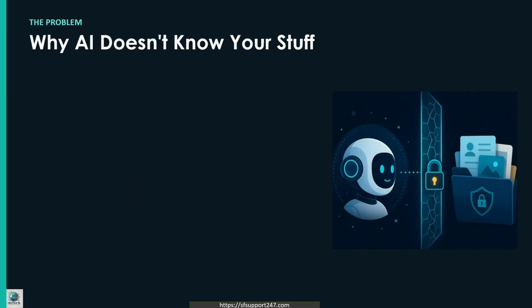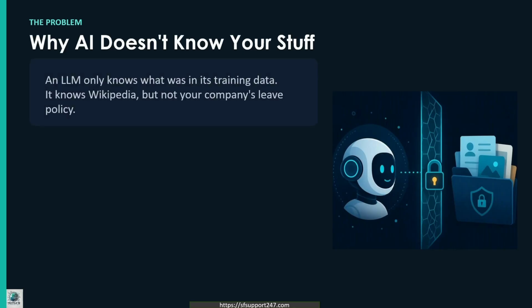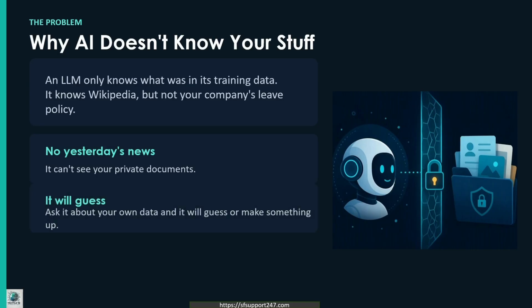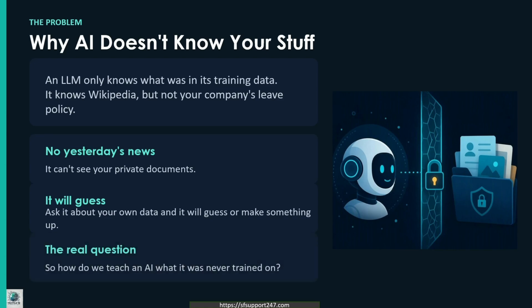Let's get started. Why does AI not know your stuff? An LLM, a large language model, only knows what was in its training data. It knows Wikipedia, but not your company's leave policies or your personal details. It has no yesterday's news. It cannot see your private documents. It will guess. Ask it about your own data, and it will guess or make something up. The real question: how do we teach an AI what it was never trained on?